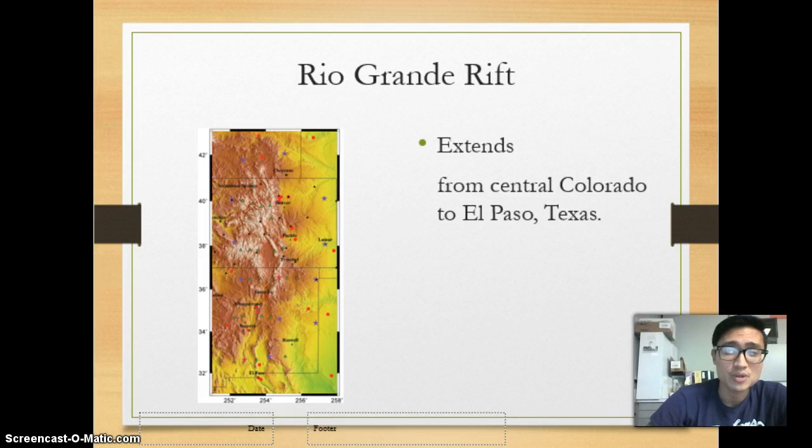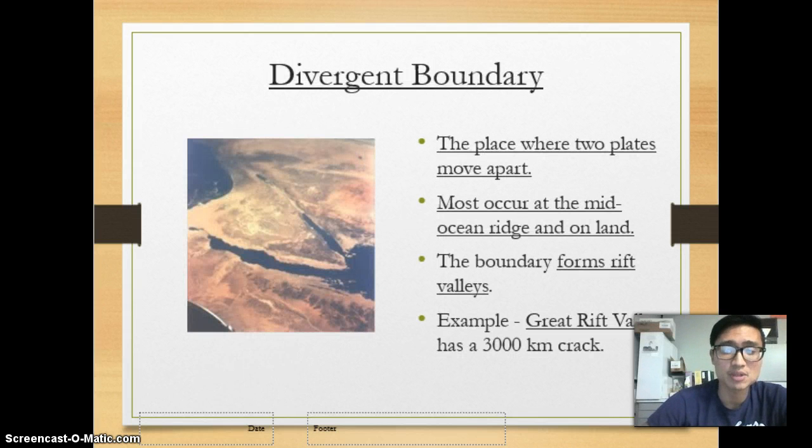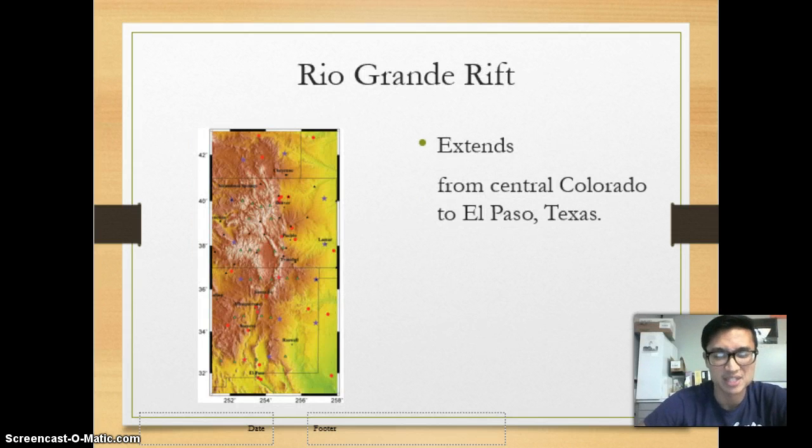There is also a rift valley that's pretty close to us, okay? So if we see here on the map, this is going to be the northwestern border of Texas. We see El Paso here, Lubbock and Amarillo is going to be here, okay? We see here New Mexico, Colorado. This Great Rift Valley, which is in Africa, is similar to the Rift Valley that we have here in the Southwest, the Rio Grande Rift Valley.